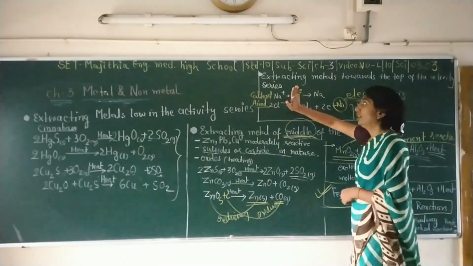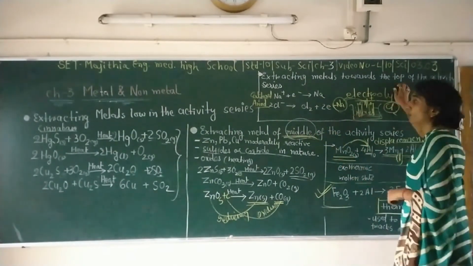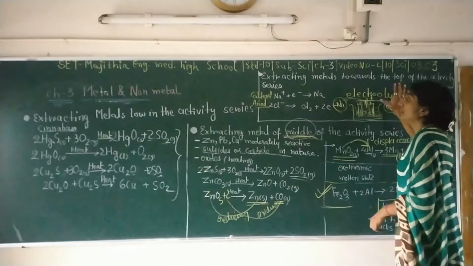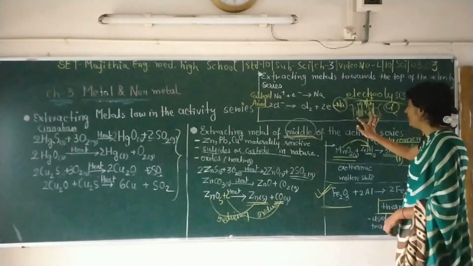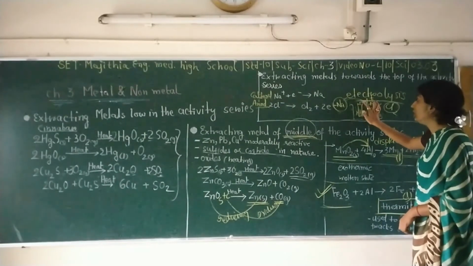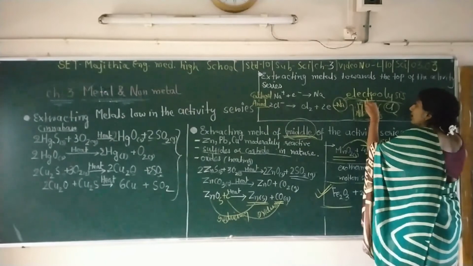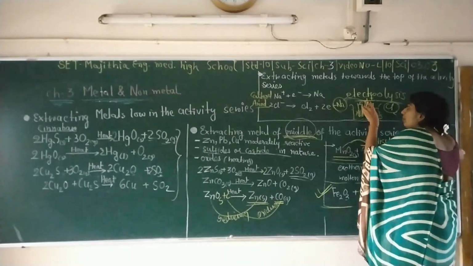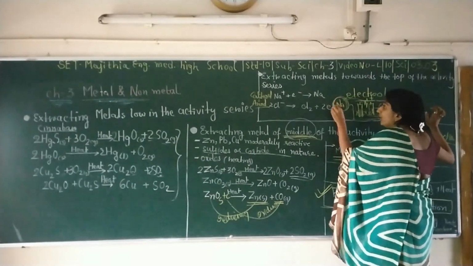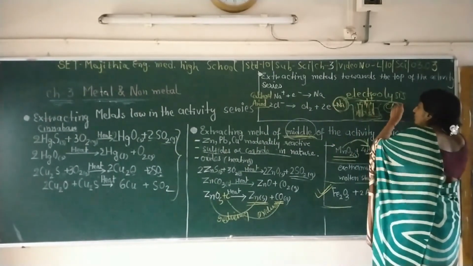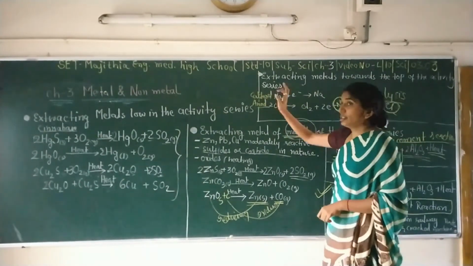Okay, then extraction of metals of high reactivity, at the top of the reactivity series. These metal chlorides are obtained, and in the presence of this chloride, it is connected to two electrodes. These two electrodes are then connected to a battery. When the current passes, the sodium is going to be deposited at the cathode, while chlorine is going to be deposited at the anode. Anode is the positively charged, cathode is the negatively charged electrode.